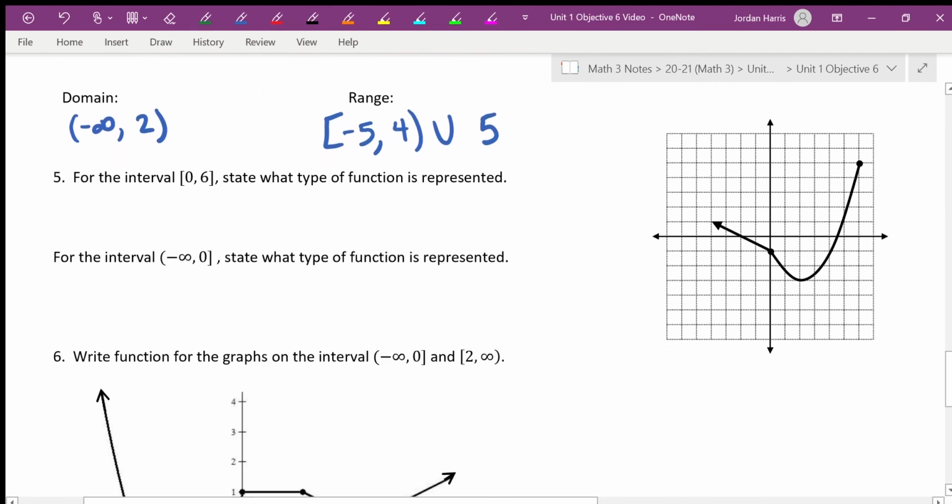Okay. Number 5, for the interval 0 to 6. So notice these intervals are domain intervals. So they're giving us x values. From the x value of 0 to the x value of 6, what kind of a shape is that? So that's from here to here. So what kind of a shape is this? That's quadratic.